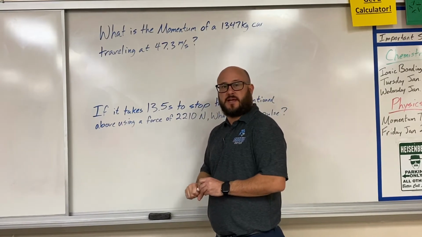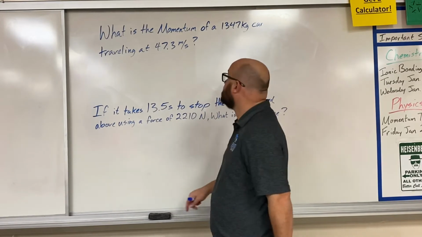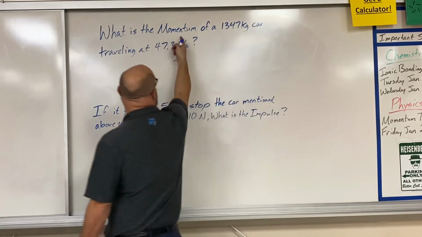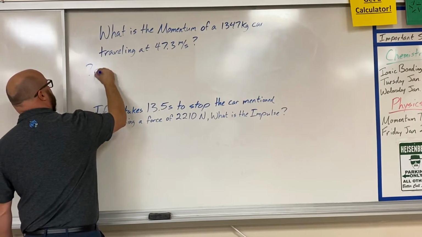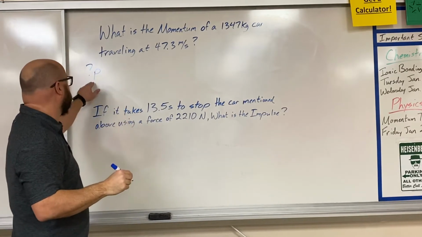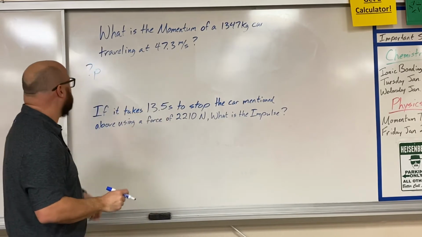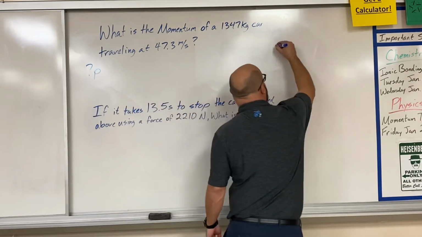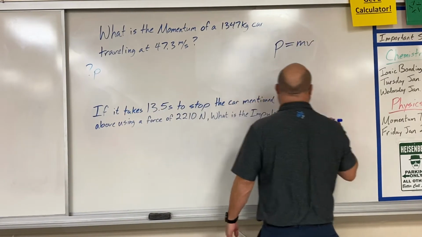Okay, the first step when you're solving these questions is to identify your formula for what you're solving for. What are you solving for? What is the momentum? So, question mark, P. Remember, P, as we learned in our notes, stands for momentum. What is the formula for momentum? Well, we saw that as well. P equals mass times velocity.